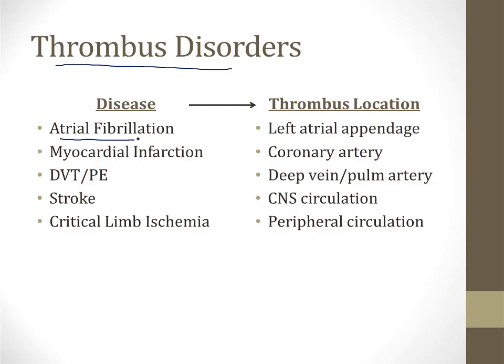Thrombus disorders are disorders where a blood clot forms where it should not be and causes clinical symptoms. For example, in atrial fibrillation, a blood clot can form in the left atrial appendage. It can then break off and travel to the brain and cause a stroke.